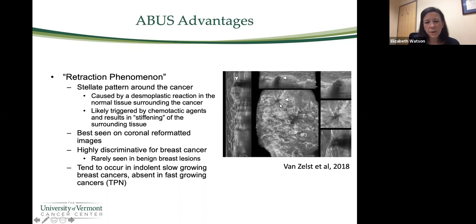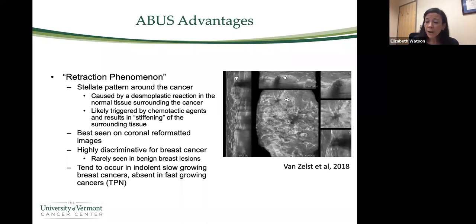This is a desmoplastic reaction that can occur in normal tissue surrounding a breast cancer. And this is thought to be triggered by some chemical agents, chemotactic agents, that can result in stiffening of the surrounding tissue. We can see it very nicely on the coronal reformats that we get on automated breast ultrasound. It's thought to be highly discriminative for breast cancer. We very rarely see it in benign lesions. And it tends to be associated with very slow growing indolent breast cancers. We don't really see it very well in fast growing, really aggressive cancers.